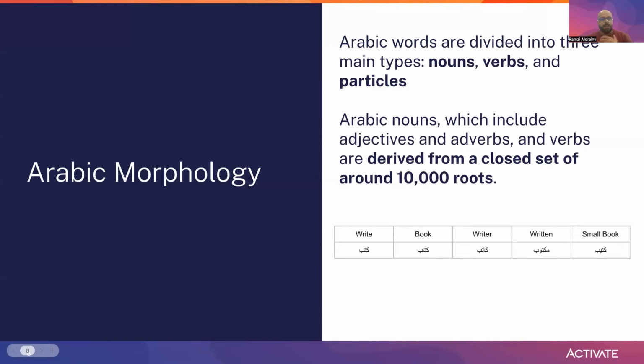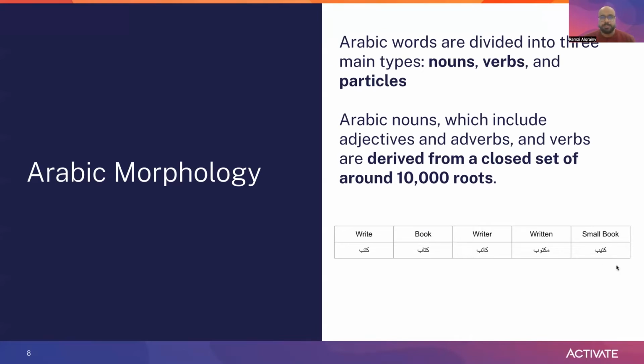Here, the complexity of handling the Arabic language comes from the morphological variation. You can generate several words from a common root. Arabic words are divided into 3 main types: nouns, verbs, and particles. Imagine one of the words like kataba, write. You can see kitab, book, katib, writer, maktub, written, and kutayib, small book. This adds more challenges for analyzing or reducing the word to the root, and adds more complexity.